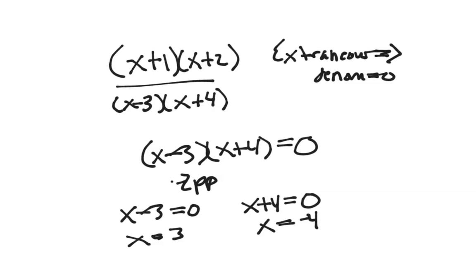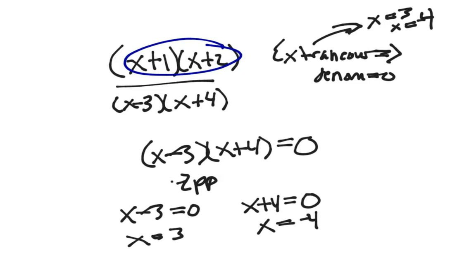That means my extraneous solutions are x equals 3 and x equals negative 4. Notice, I completely ignored my numerator. My numerator doesn't make a difference for me when I'm working with extraneous solutions. The only thing I care about is the denominator. The denominator is where extraneous solutions come from. Again, if you have any questions, please ask me in class or send me an email.